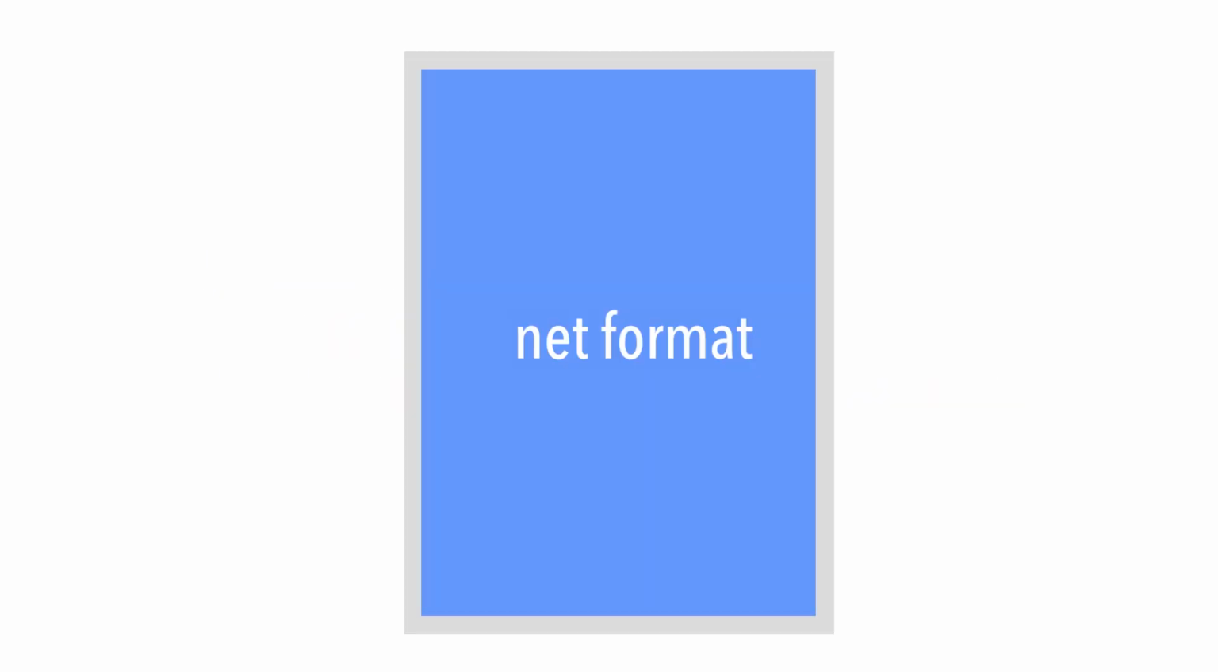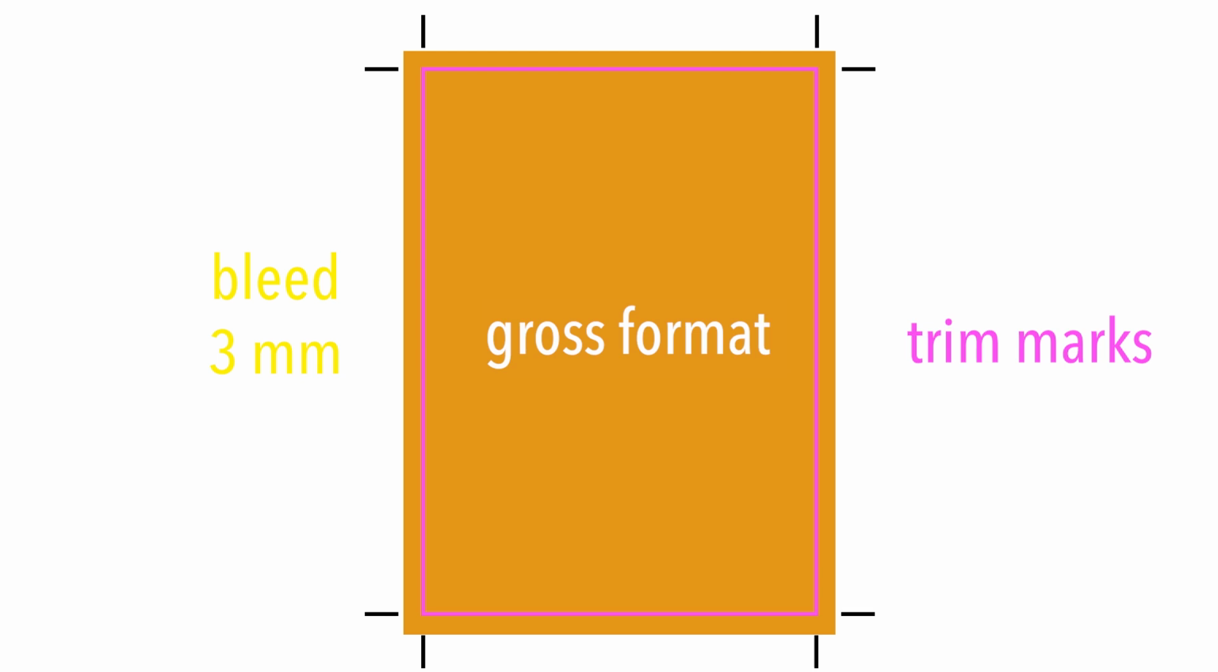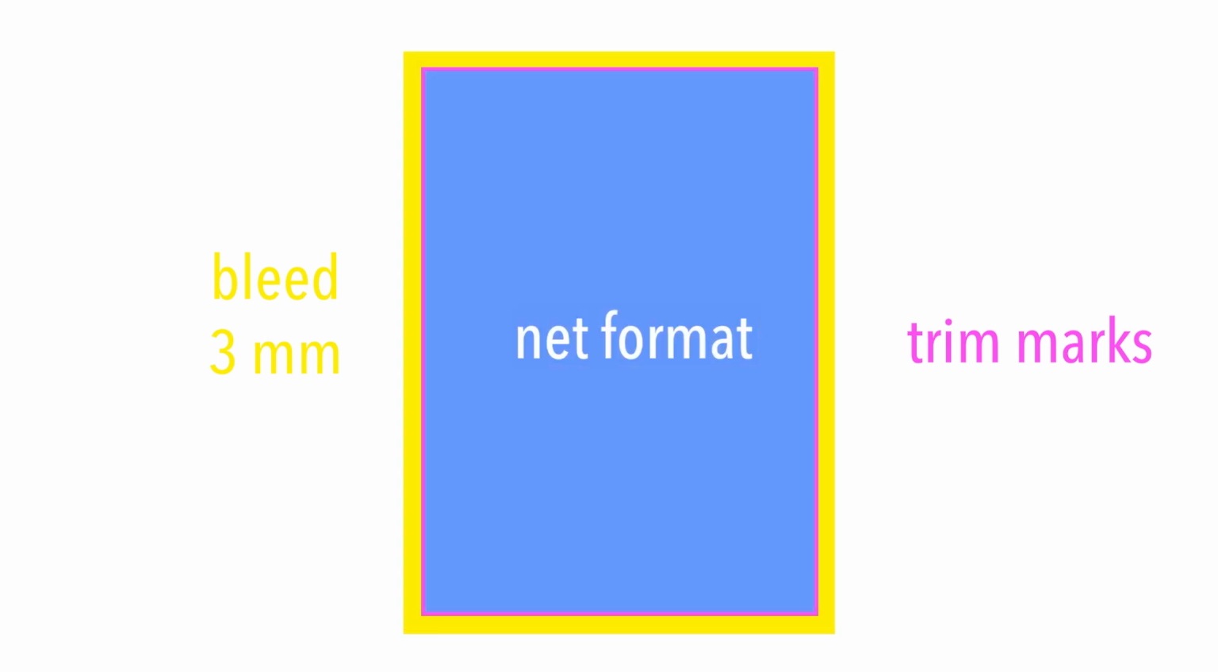A net format is the size of your product page after trimming, or the final size. Trim marks indicate the trim edges. A gross format is a net format with bleed. A bleed is the area which extends beyond the edge of the expected final size.